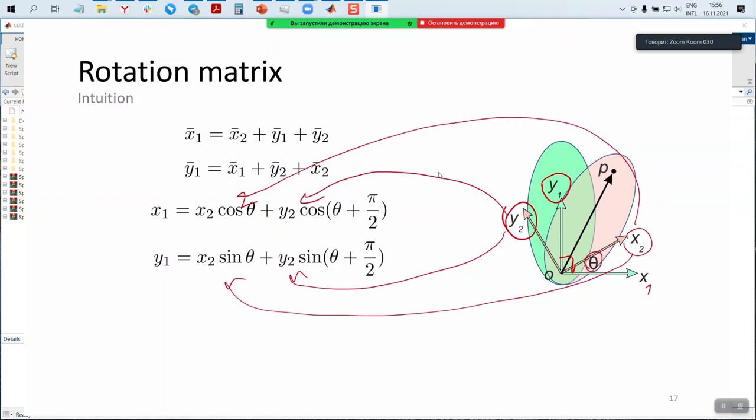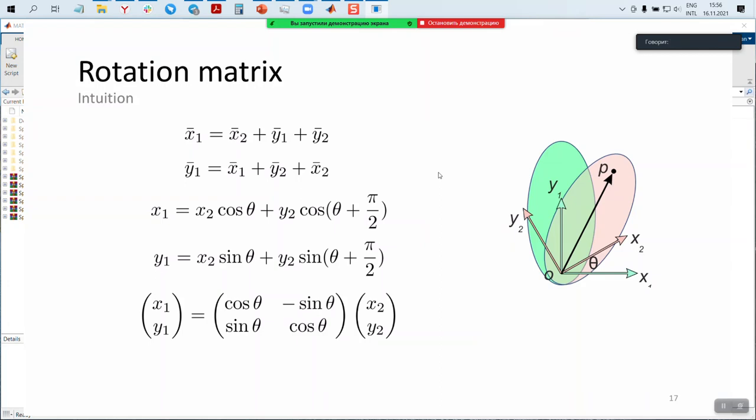You can represent it in the matrix form, and you will get something like this, as you can see at the bottom of the slide. So you have x1 and y1. It is the representation of a point P, the orientation of a body, in the pink frame, and x2, y2 is the same point, the same orientation, but expressed in the other frame, the green frame. And the matrix that you have in the middle is called the rotation matrix, R.